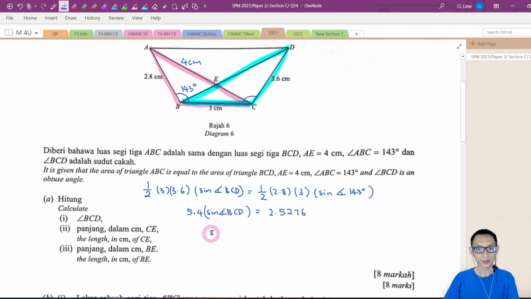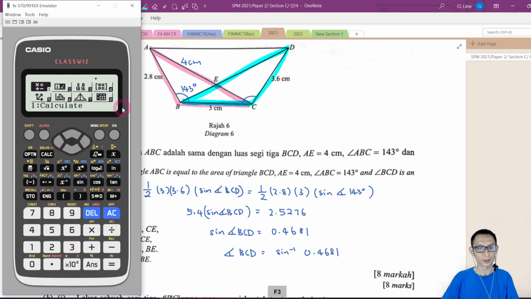So now sine angle BCD is equal to this divided by this, 2.5276 divided by 5.4. You will get 0.4681. And how do we get the angle of BCD? We want to find the sine inverse of 0.4681. This one you have to be more careful. Now use a calculator. You can type this way, shift and then sine 0.4681. Hit equal.